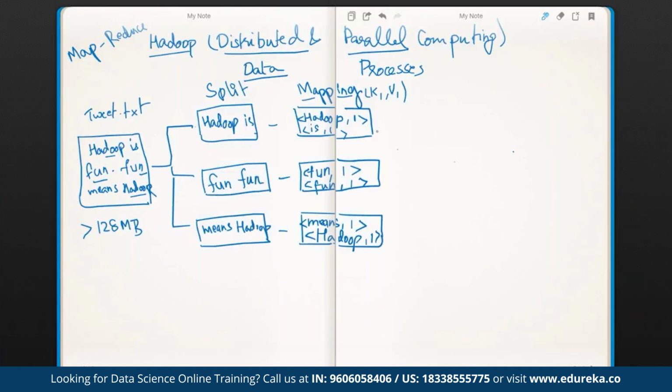But now comes the challenge, because each of these blocks doesn't know about each other. Some master is controlling this split. So how do I now get my final results? The final results that I would expect from this program is something like this. Hadoop is appearing twice. The word fun is appearing again twice. The word is appears once, and the word means appears once. So this is the final output I am looking for.